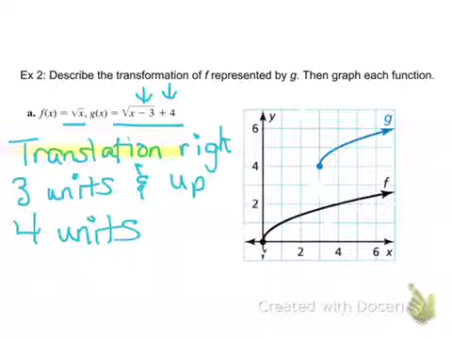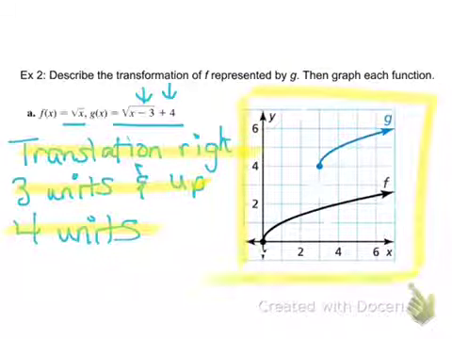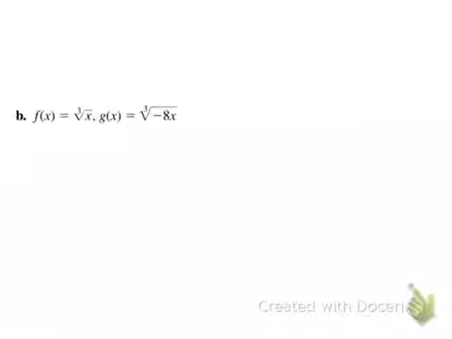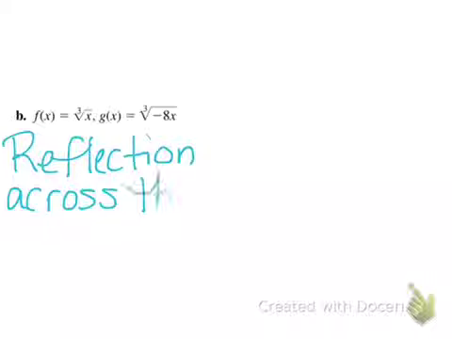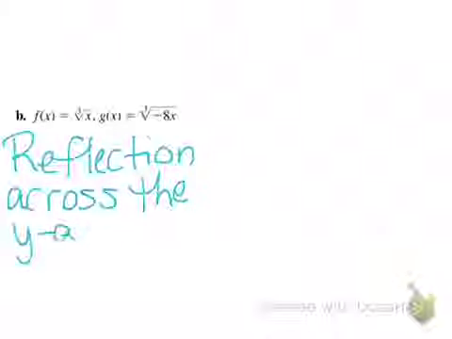All right. And again, on your graph, just highlight a box around it. All right, let's look at another one of those. We have the cube root of x, and then we have the cube root of negative 8x. So the negative 8 is on the inside, and if you have a negative on the inside, it is a reflection across the y-axis.